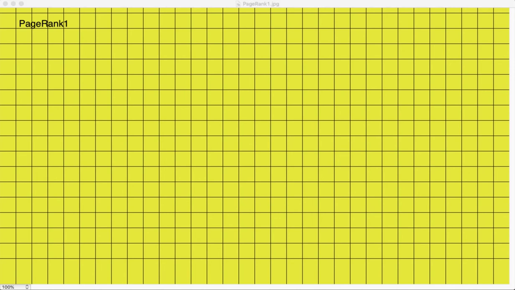Today we are going to talk about PageRank. Very interesting topic, very mathematical, but our discussion is going to be very informal. A couple of things about PageRank.